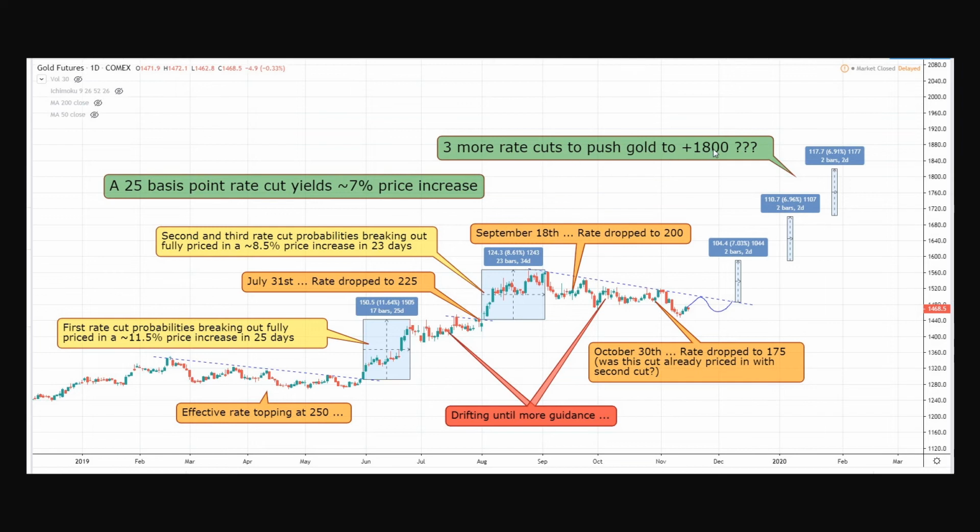Could take that a step further to bring us down to 0. So let's say we go down to 0 rates. That's 7 more cuts. 7 cuts times 7, 49%. From here, I believe 49% brings us to about 2150. So that's how I'm imagining the price of gold being affected by rate cuts. The probabilities of having those rate cuts, right?